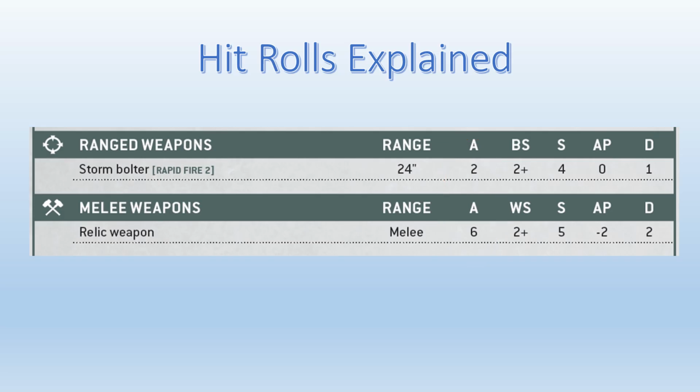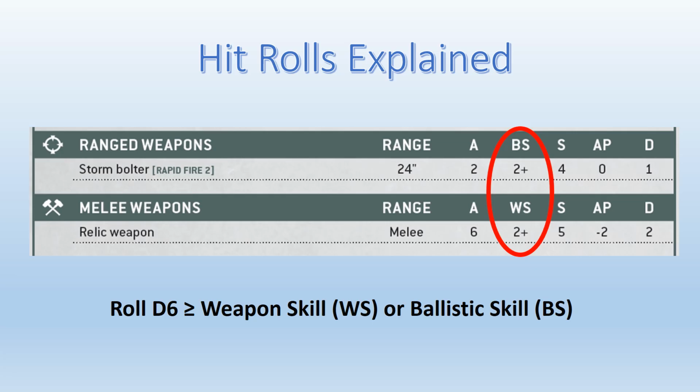In this case, let's pick the Stormbolter for discussion purposes. The Stormbolter has a ballistic skill of 2+, and the melee weapon, the relic weapon, has a weapon skill of 2+ as well. To start an attack you make your hit roll based on that characteristic. For melee weapons it is the WS, the weapon skill, and for ranged weapons we use our BS, which is our ballistic skill. Check the datasheet for the stats of the units you're using, and if you roll equal or higher than the value on your datasheet for your unit, then the attack hits.